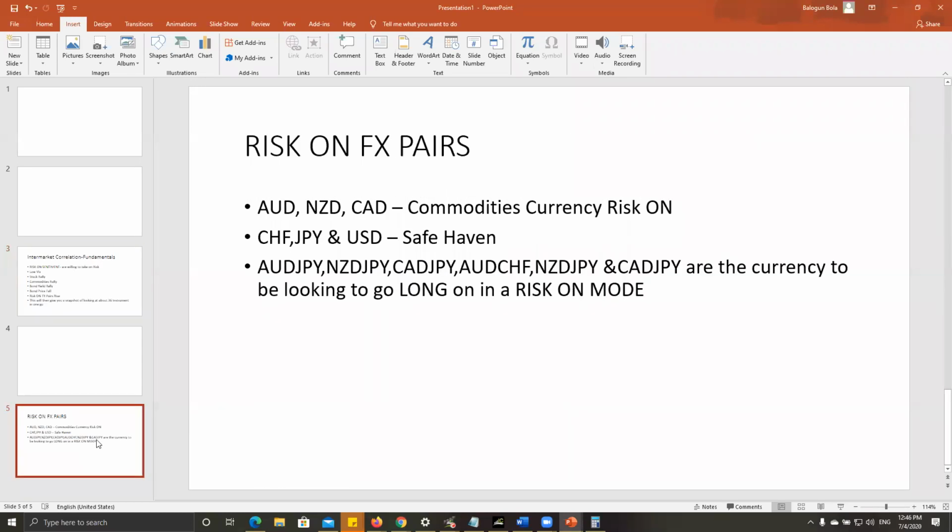So what pairs are the risk on FX pairs? The Aussie, the New Zealand, the CAD, and then the safe havens, we need to look at them as well. Which means we have to be pairing the risky pairs, which are the Aussie with the yen, the Aussie with the Swiss, the Aussie with probably the dollar, but we're going to be considering the yen and the Swiss, also New Zealand with the yen, CAD with the yen. Then we're going to be pairing New Zealand with the Swiss, and CAD with the Swiss as well.